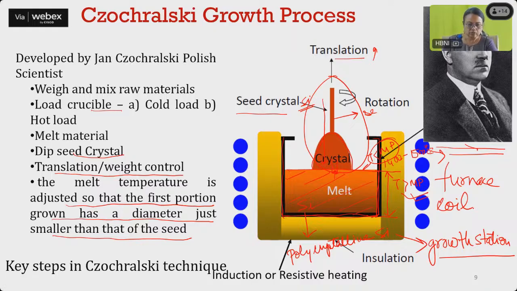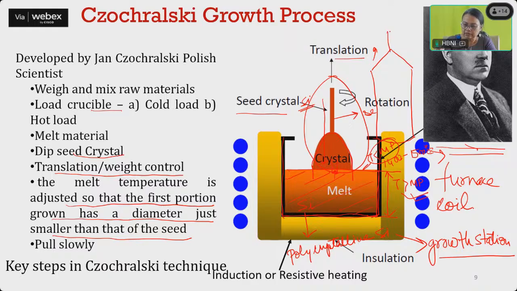Okay. Now because we are growing this crystal, there is no other way of controlling. So when the crystal is grown, we have to control the diameter. Generally, the silicon crystal which is grown is of this shape.